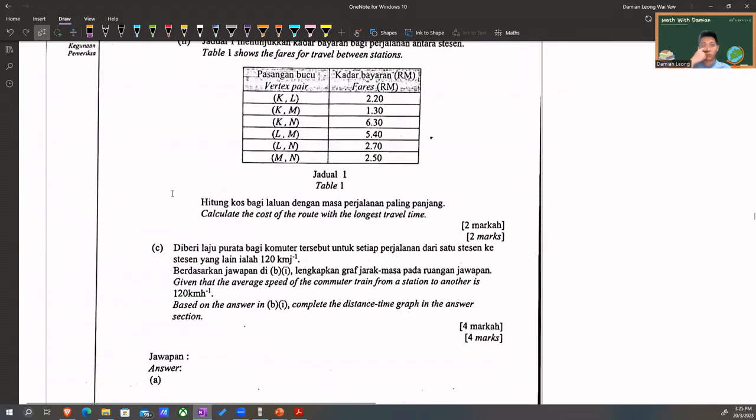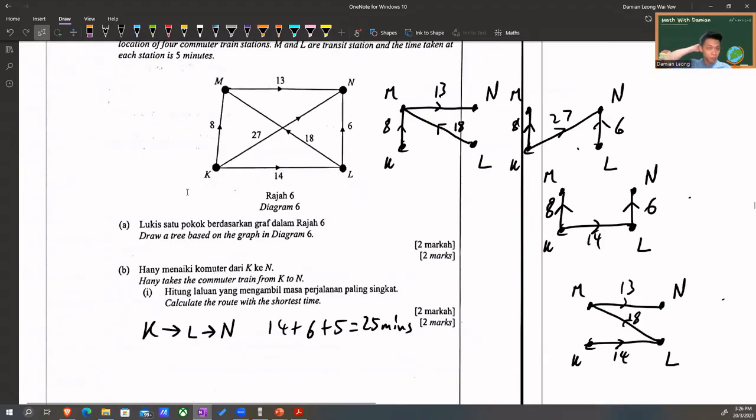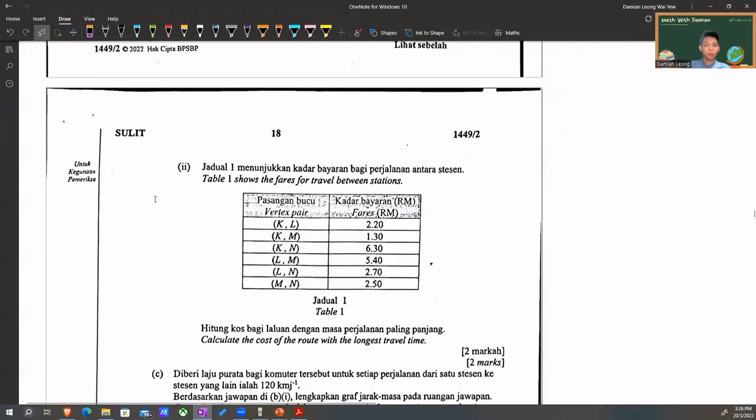B2, I want the cost of the route with the longest travel time. So the longest travel time is still from K to N, but I want the longest travel time, which will be, there's no way KM, I have to go straight to N. But if I go K to L, I can go M, then go to N. Yeah. So for B2, it must be K, L, M, N.